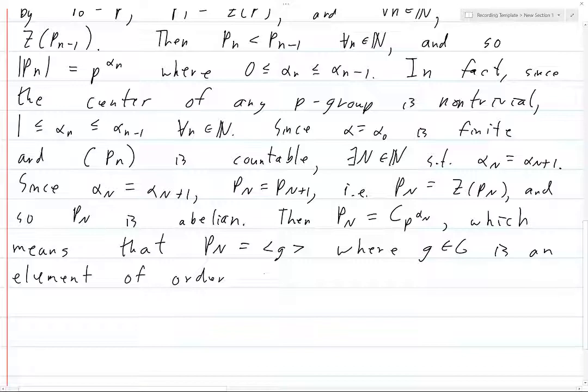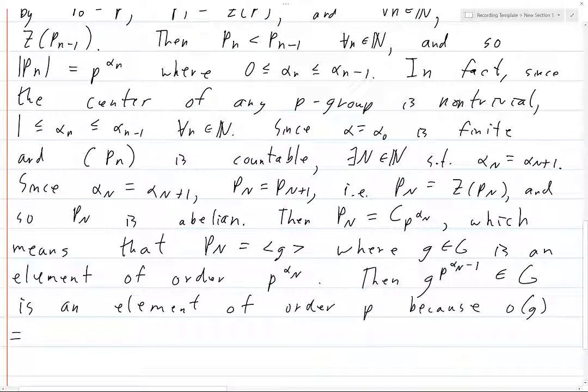Then g^{p^{alpha_n - 1}} in G is an element of order p, because the order of g is p^{alpha_n}, which implies g^{p^{alpha_n}} equals 1.